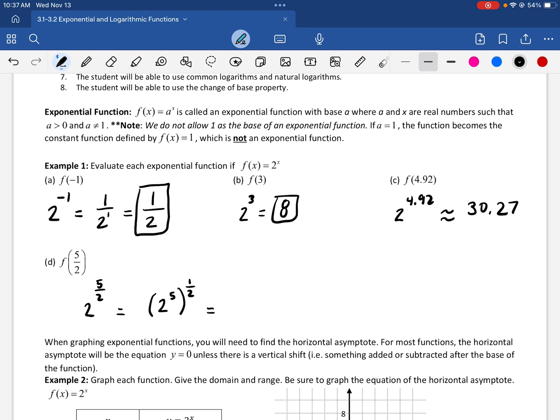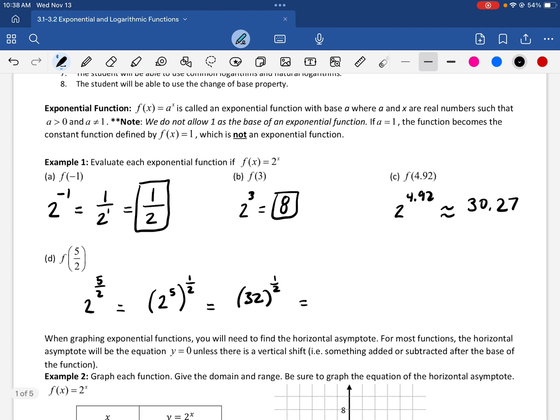So then 2 to the 5th is 32. And then that's 32 to the 1/2, which, remember when we did way back at the beginning of changing something from radical form to rational exponents, the index of the radical is the denominator, the exponent is the numerator. So this would be 2 for the index and then 1 for the exponent. An index of 2 just basically means square root.